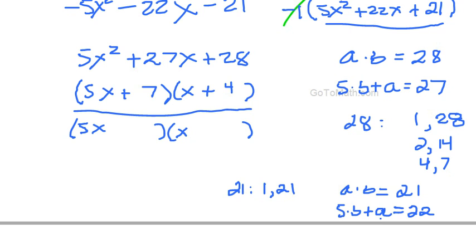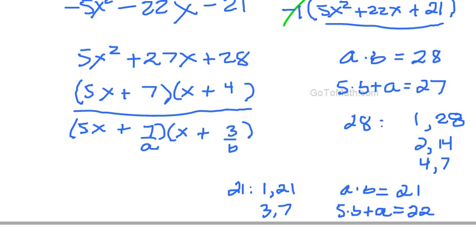Now that's going to be too big. So what about 3 and 7? We know if we put a 3 here, that's 15, and then a 7 here, that is going to be 22. There you go. So b is 3. And what are we considering to be b? This guy right here. That's going to be 3, and a will be 7. 3 times 5 is 15, plus 7 is 22.